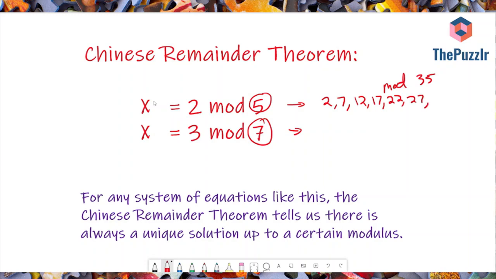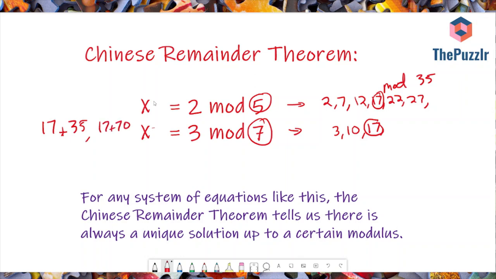3 mod 7, well, that's equal to 3, 10, 17. Oh, 17 is on both lists because 17 is equal to 3 mod 7 and 2 mod 5. So 17 is an answer to this congruence. And so is 17 plus 35 because they don't change mod 5 or 7. So 17 plus 35, 17 plus 70, and so on.